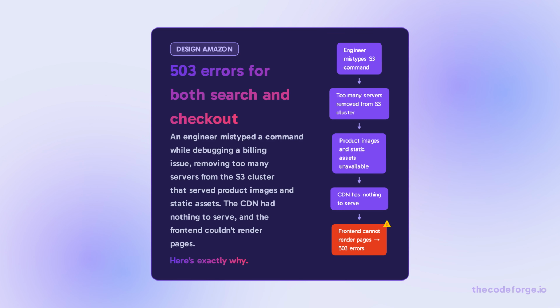Amazon.com returned 503 errors for both search and checkout. An engineer mistyped a command while debugging a billing issue, removing too many servers from the Simple Storage Service cluster that served product images and static assets. The content delivery network had nothing to serve, and the front end couldn't render pages. Let's break down how this happened and how to prevent it.